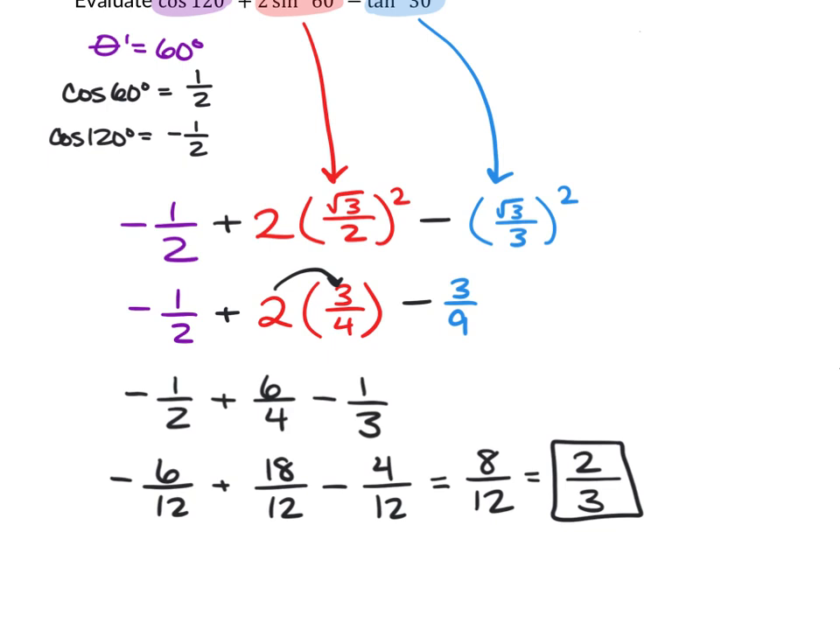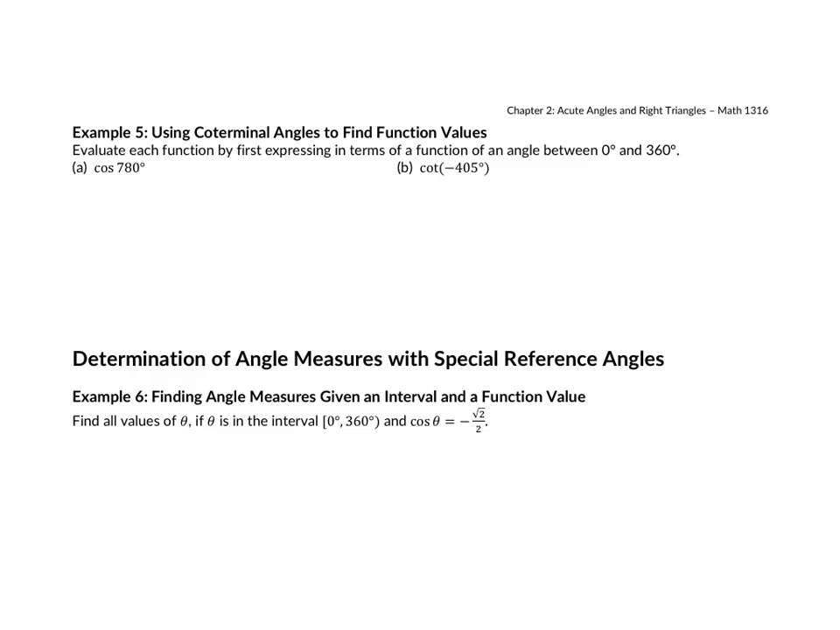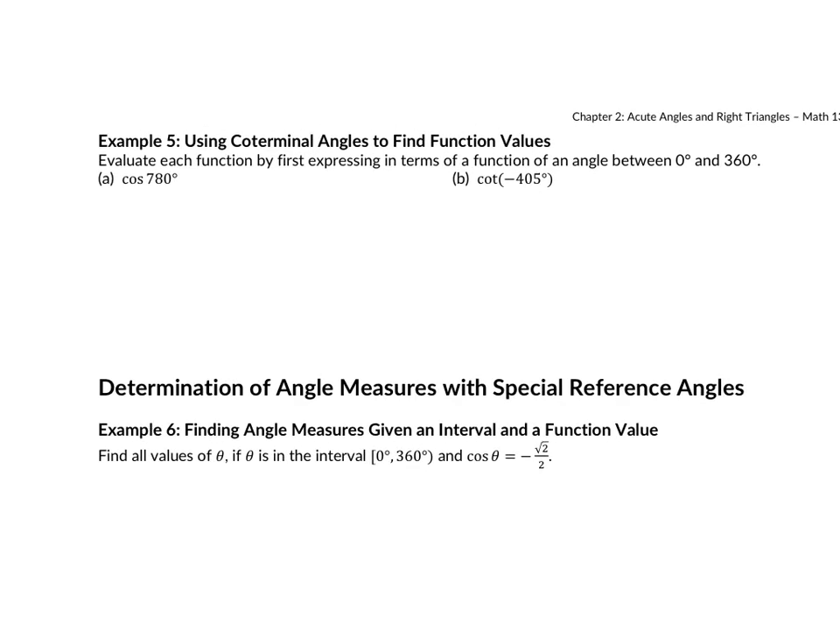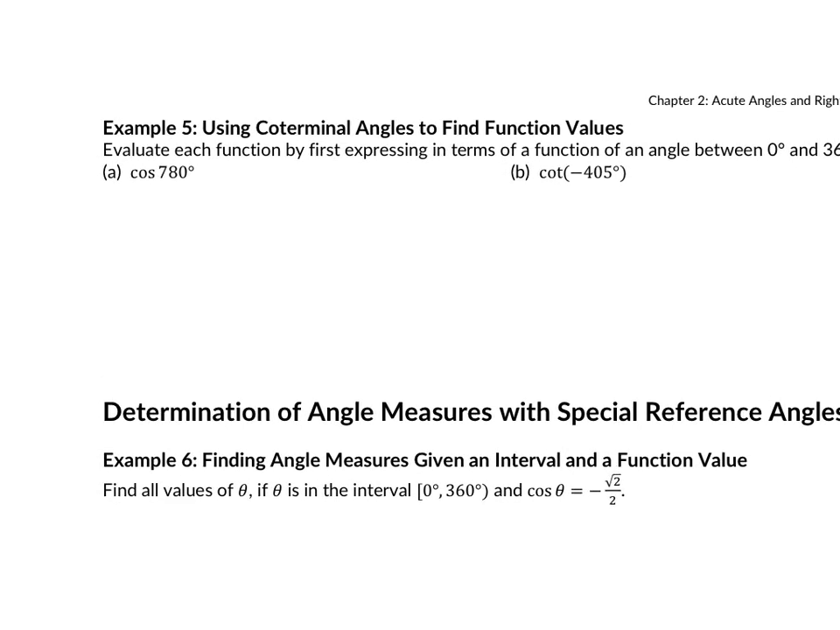Last few bits for today. We're going to evaluate each function by first expressing it in terms of a function of an angle between 0 and 360. Again, the idea of using a coterminal angle so that it's within one revolution keeps me from having to draw pictures that are like spirals. It makes it a little bit easier to visualize.